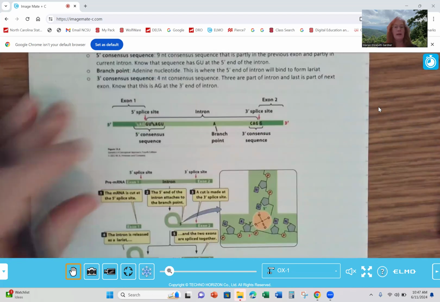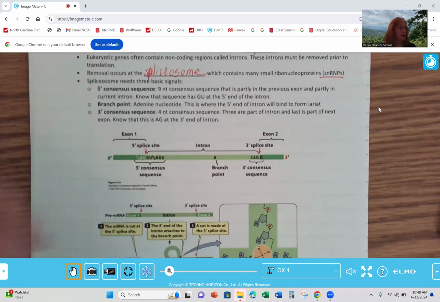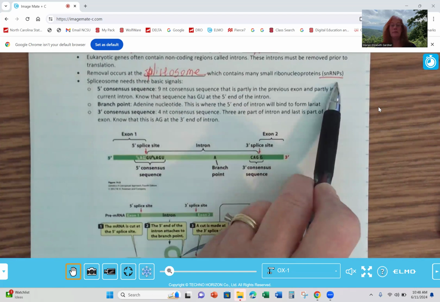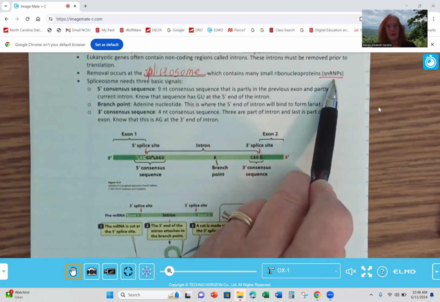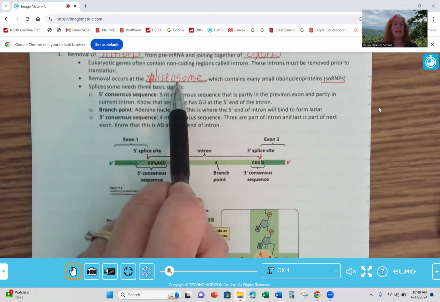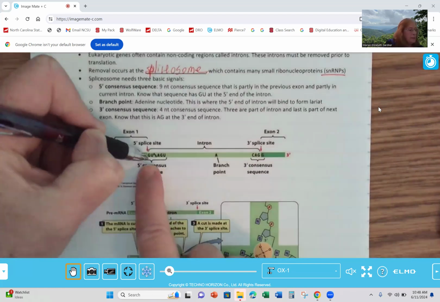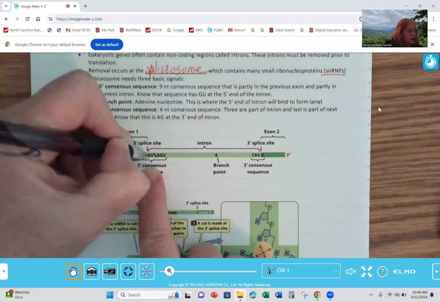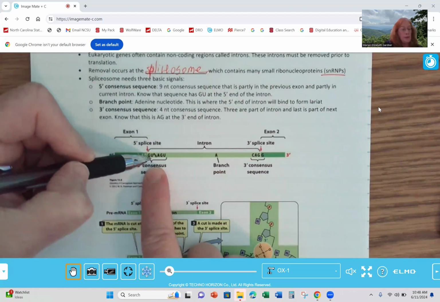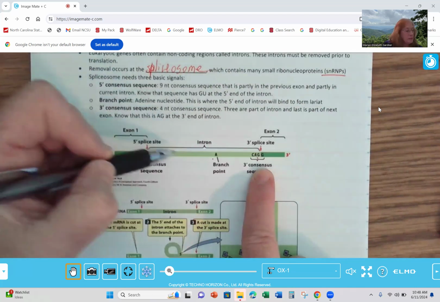Now, this diagram is pretty complex, and you certainly don't need to memorize the details. I do want you to know that the small nuclear RNAs complex with proteins to form the small ribonucleoproteins, and that the cleavage occurs at the spliceosome. There are consensus sequences that are important here. The beginning of the intron always starts with G, and then from a DNA point, that would be a T, but since this is RNA, that's U. There's a branch point, and then the end of the intron ends with a G.